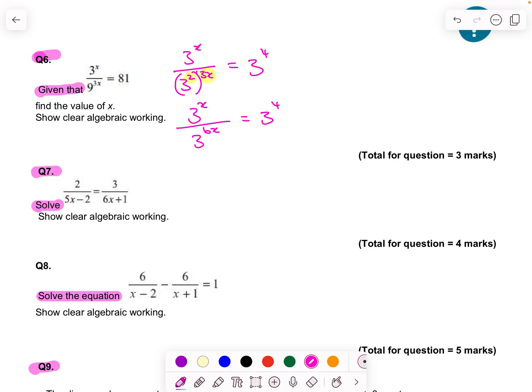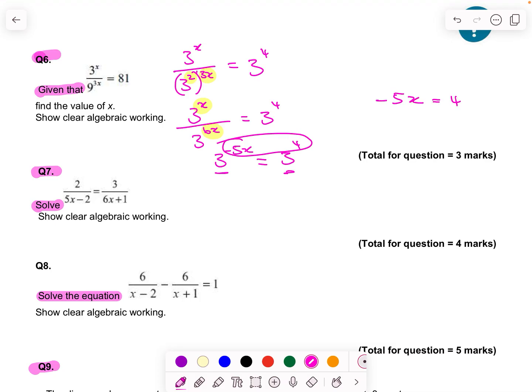Then I know that when I'm dividing, I subtract indices. And so I'm going to do x take away 6x. So I am saying that x take away 6x is minus 5x. So 3 to the power of minus 5x equals 3 to the power of 4. Because the base is the same, it means that these must be the same thing. So minus 5x must be equal to 4.